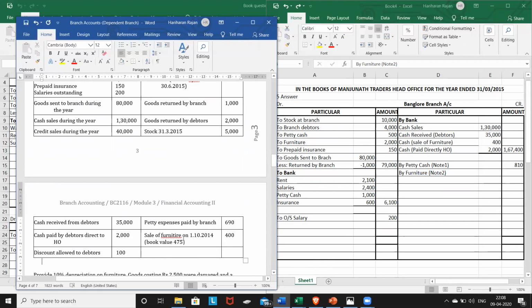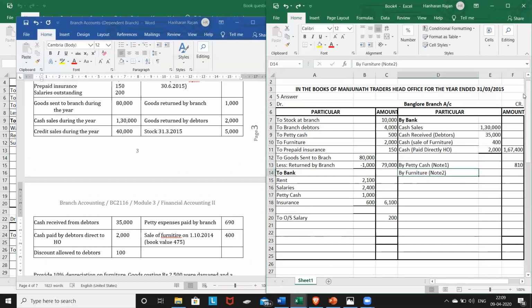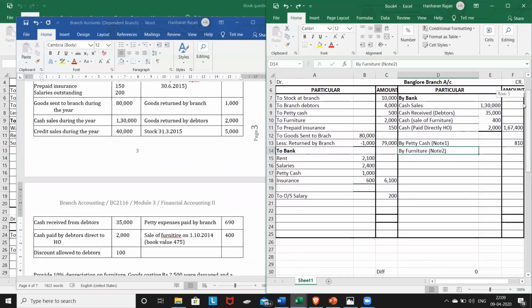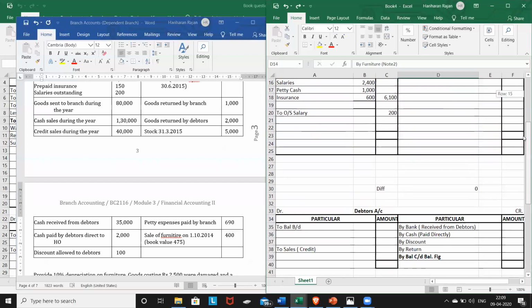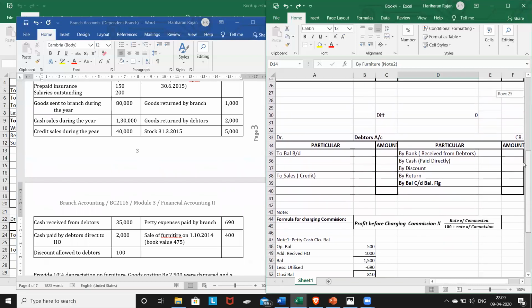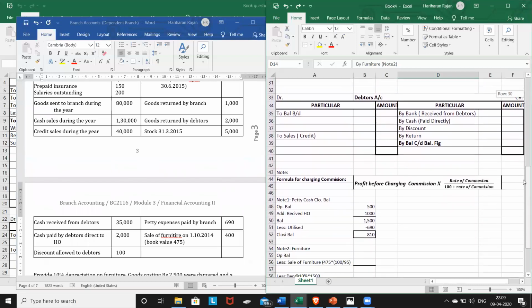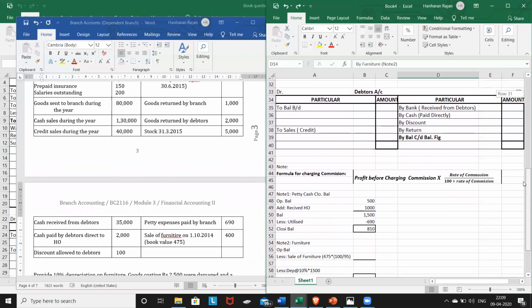So remember one thing, that when it comes to branch accounting, the asset which is sold, we cannot charge depreciation. So I cannot write 2000 minus 475. That will be wrong, because if I write 2000 minus 475, that means I am considering the depreciation. So let's do a working note on that. We have to identify what is the actual value.